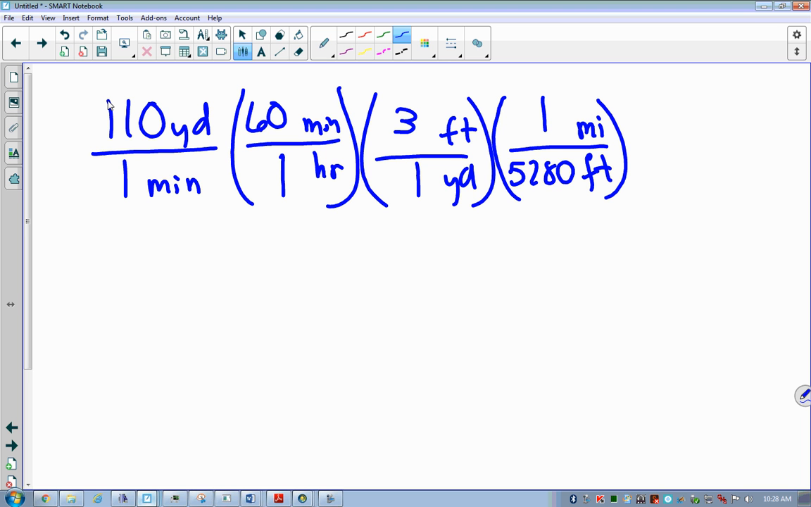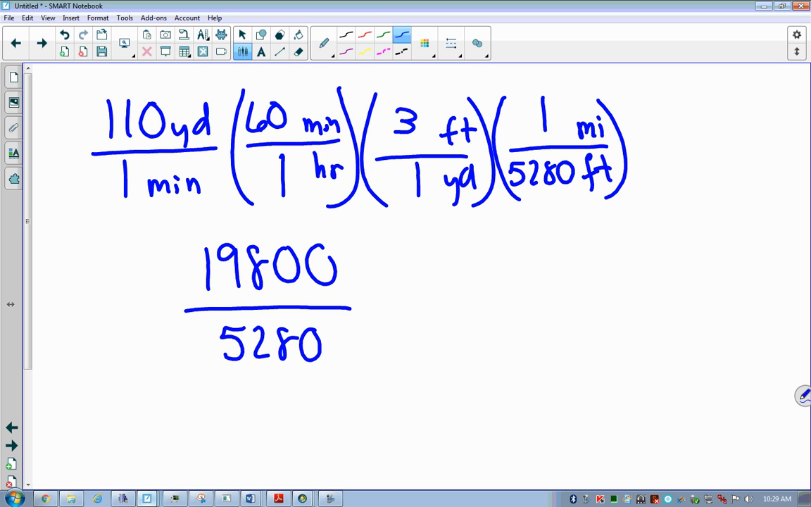So I'm going to multiply across the top: 110 times 60 times 3. I don't need to multiply by 1 because that's not going to change anything. That gives 19,800. Now I need to divide that by my numbers on the bottom. Notice that it's 1, 1, 1. Is that going to change anything? So all I need to do is divide by 5,280. So what do you get? My answer is 3.75 miles per hour.